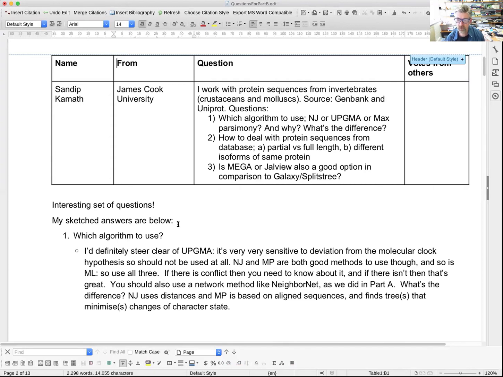So definitely avoid that. And no one presenting a UPGMA tree should be taken seriously. Point and laugh. It's a terrible method.